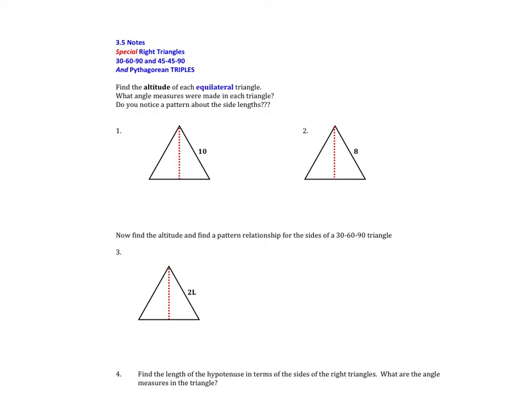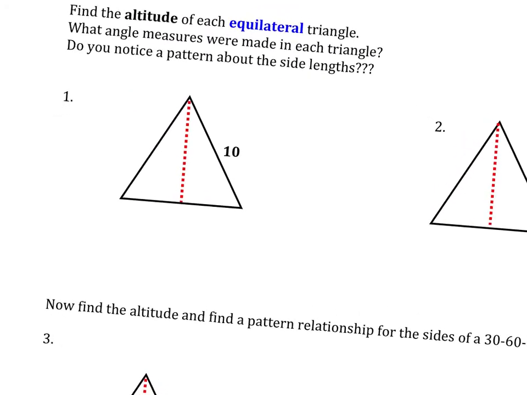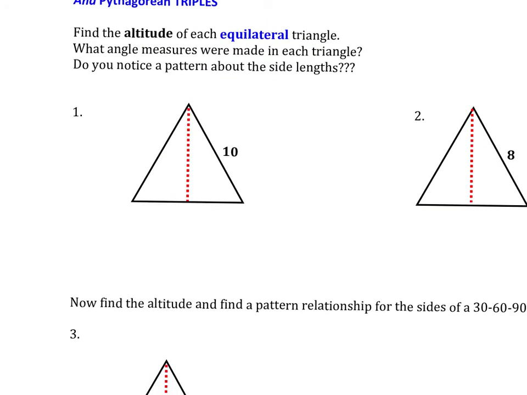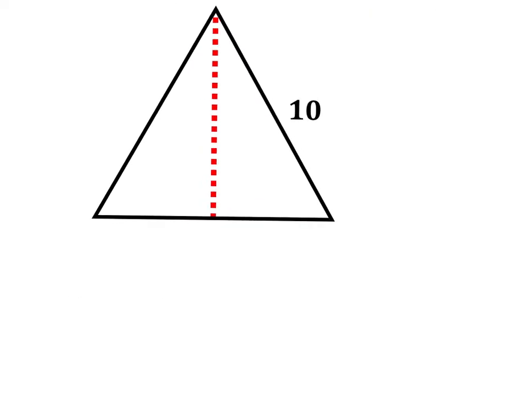We're going to find the altitude of each equilateral triangle. So the red dotted line here is the altitude. So we have to figure out what angle measures were made in each triangle. Because we know that this is an equilateral triangle, each of the angles here was 60 degrees.